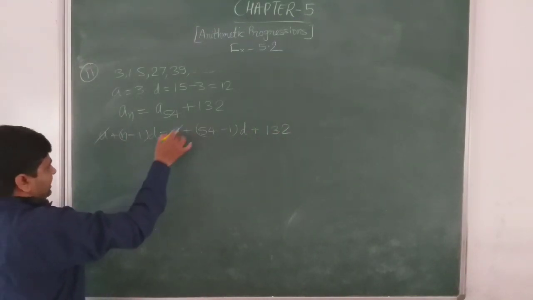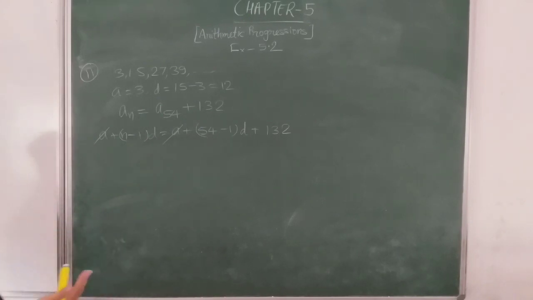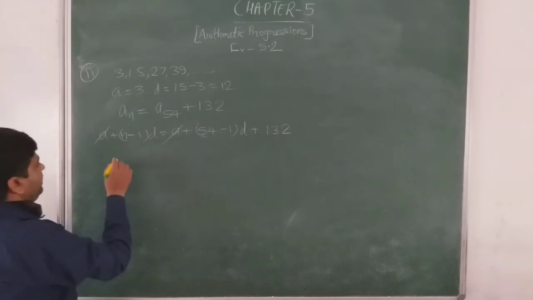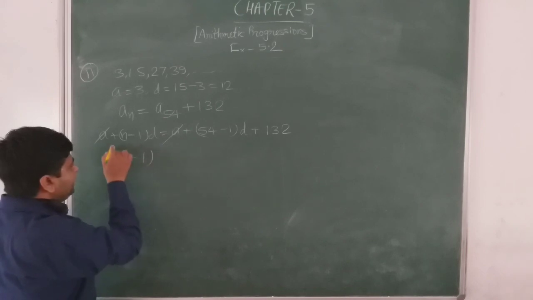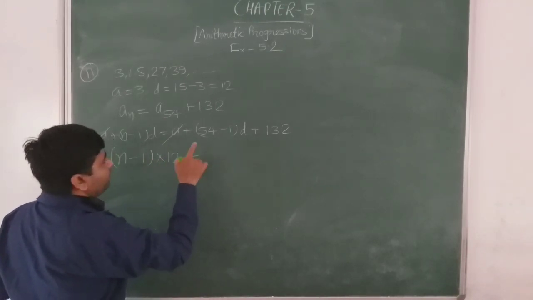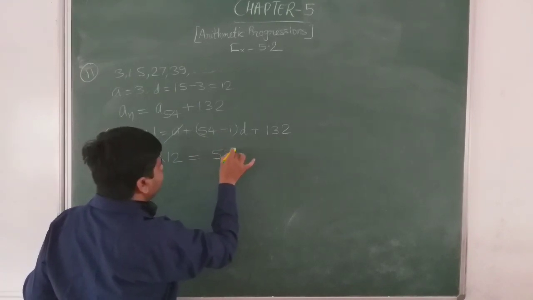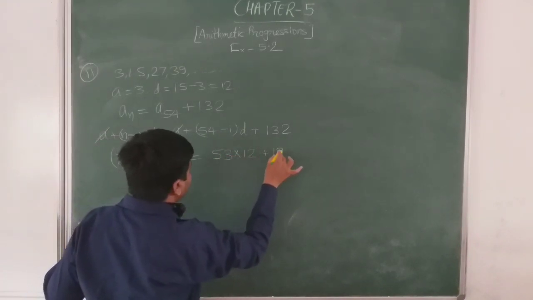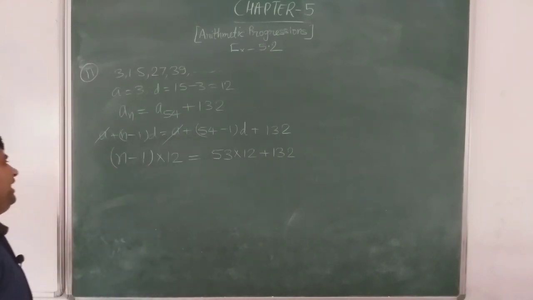Now a and a are cancelled. You can also put 3, then also it is cancelled. Now n minus 1, and we have to find, into d. d is 12 equals to 54 minus 1, that is 53 into d is 12 and plus 132. We have to calculate it, n.